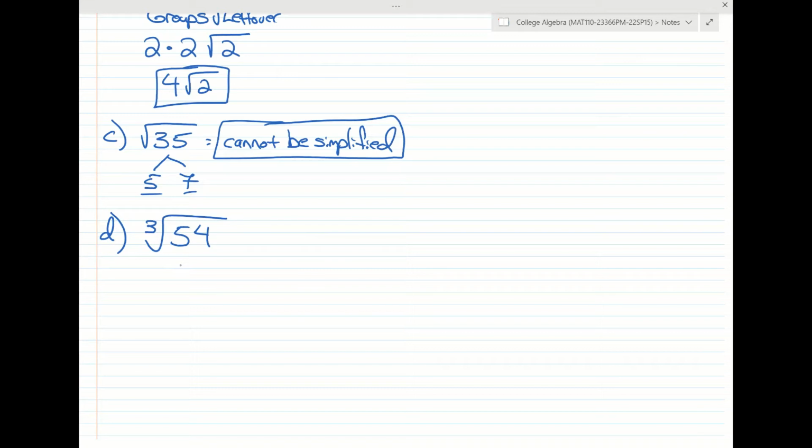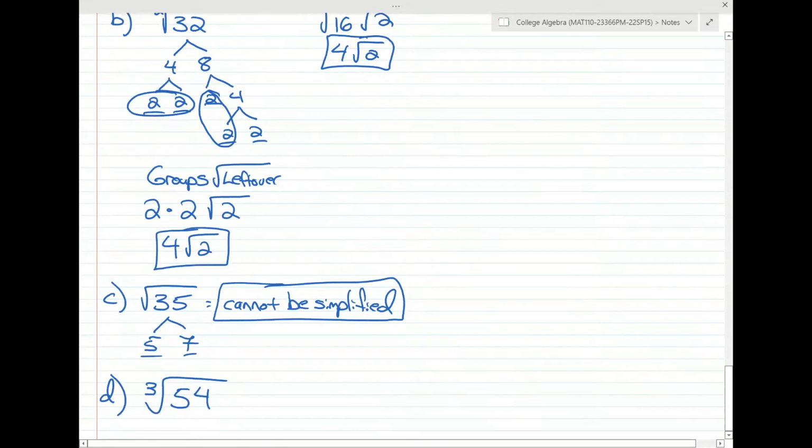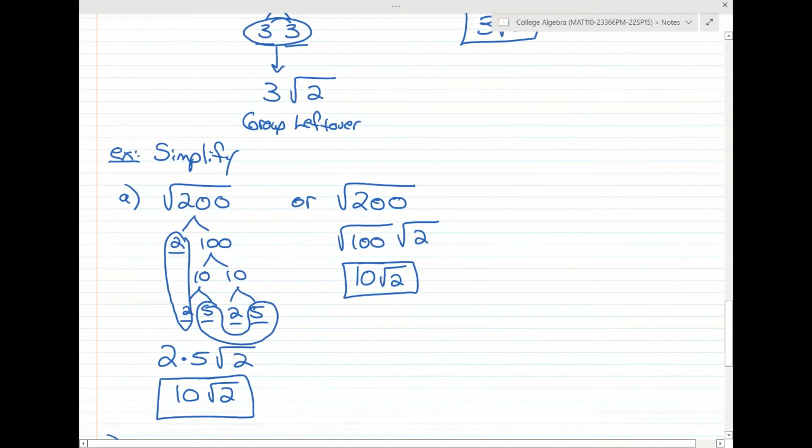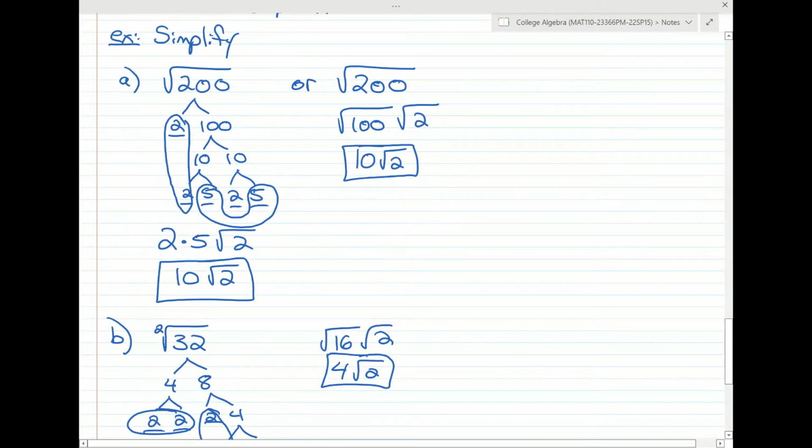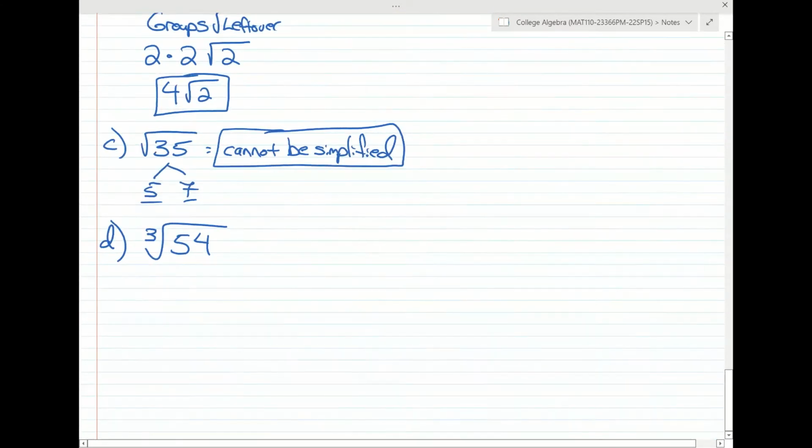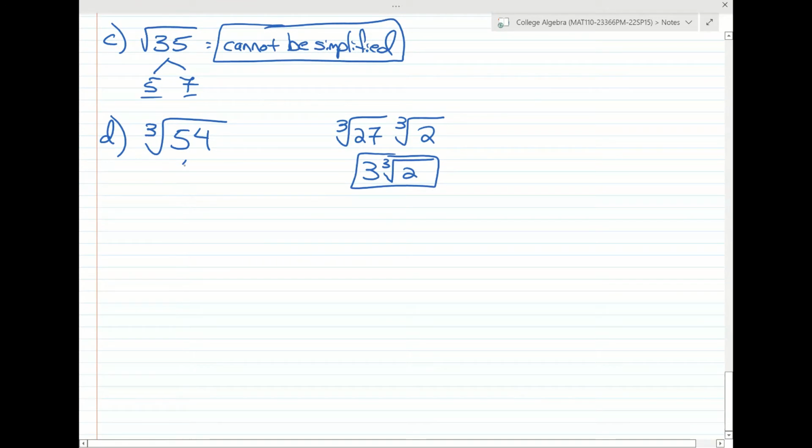Look at the list that we made. Well, which of those goes into 54? 27 does. So if you want, the more advanced technique would be the cube root of 27 times the cube root of 2, which would just be 3 cube root of 2. But if you'd rather not be bothered with that, we can get the same answer using our tree.